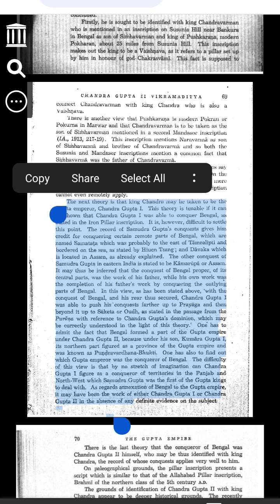But there's a problem. We don't have direct evidence that Chandragupta I conquered Bengal. What we do know is that his son, Samudragupta, conquered parts of Bengal, like Samatata and Davaka in Assam. This means maybe Chandragupta I started the conquest, and his son completed it. Imagine this. A father starts building a house but does not finish it. Later, his son completes the rest of the construction. Similarly, Chandragupta I may have started the conquest of Bengal, and his son Samudragupta finished it.